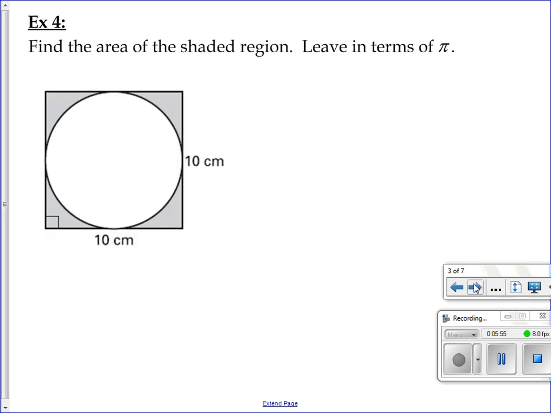All right, let's do one more that's kind of similar to this. Again, we're finding the area of the shaded region. Anytime you guys are doing shaded region problems, there's always going to be 2 shapes. So what 2 shapes are here? Well, I definitely see a square because this side's 10, this side's also 10, and this is a 90-degree angle. So we have a square and we have a circle. We're going to find the area of both of those shapes.